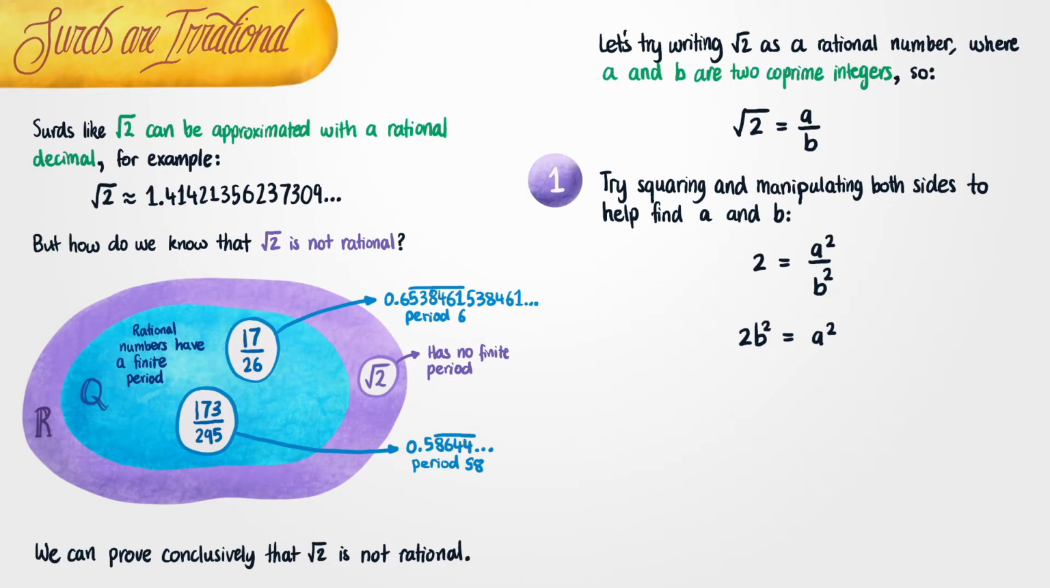Now, despite the fact that this expression is totally the same as this expression up here, writing it in this form actually allows us to see something really important. I want you to look carefully at the left-hand side. On the left-hand side, we're multiplying the number 2 by the number b squared. Now, if you multiply any number by the number 2, it must be an even number. And that means 2b squared has to be an even number.